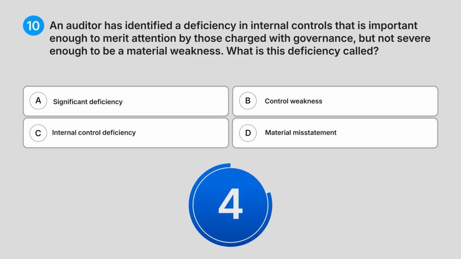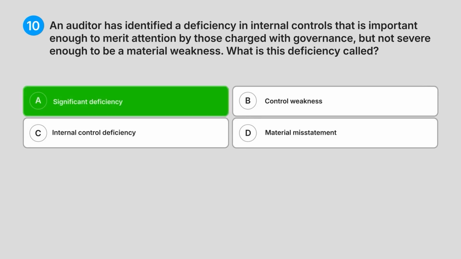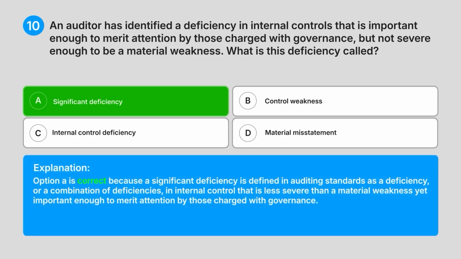Do you know the answer? Correct answer. A. Significant deficiency. Explanation. Option A is correct because a significant deficiency is defined in auditing standards as a deficiency, or a combination of deficiencies, in internal control that is less severe than a material weakness, yet important enough to merit attention by those charged with governance.